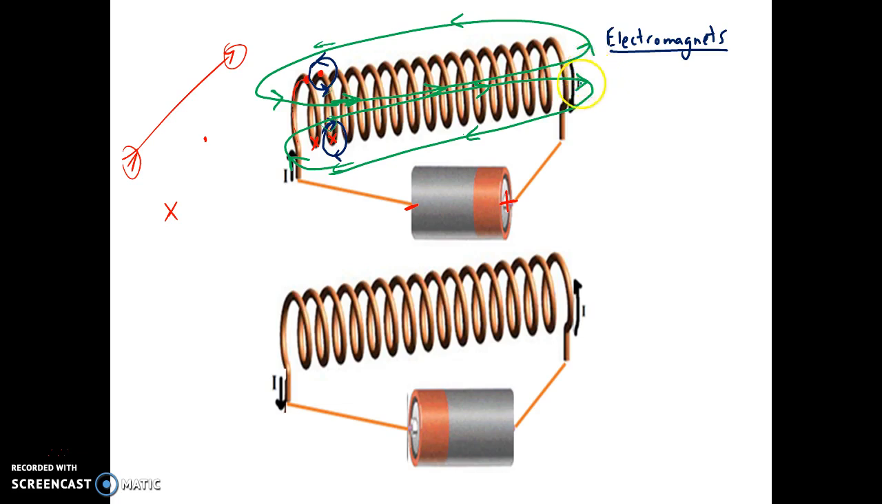Now, just remember, if I have a bar magnet, the magnetic field lines come out of the north. So this would be the north end, and this would be the south end.